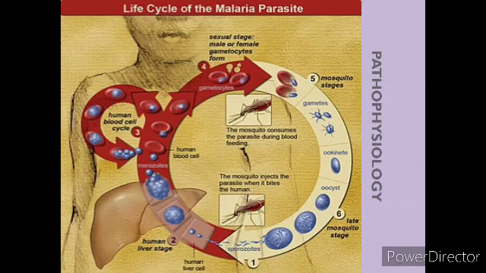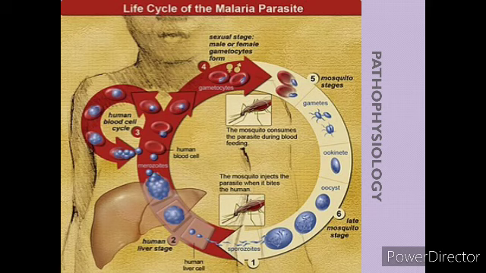So let's see the life cycle of malaria, and within the life cycle, it's where we are going to talk about the pathophysiology. The pathophysiology, or the malaria cycle, starts when an infected female Anopheles mosquito bites a human being. It injects sporozoites. These sporozoites migrate to the liver and they attack the hepatocytes.